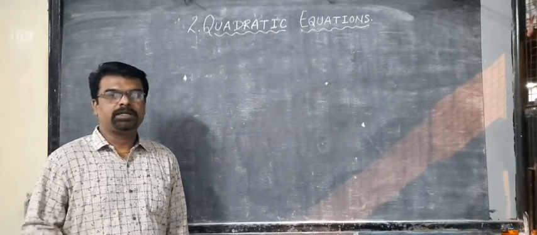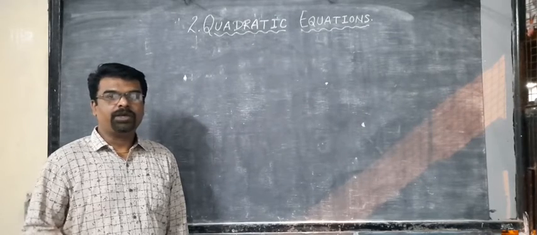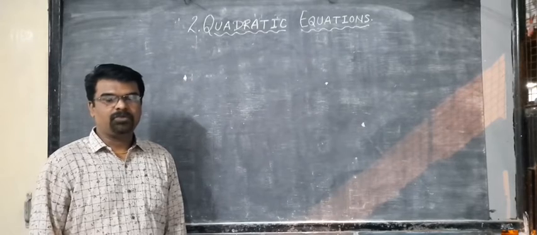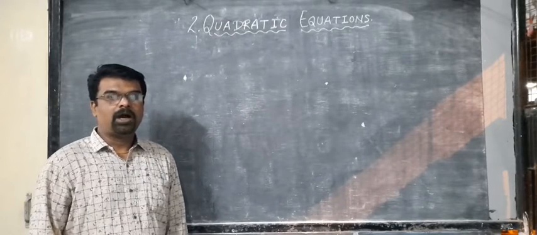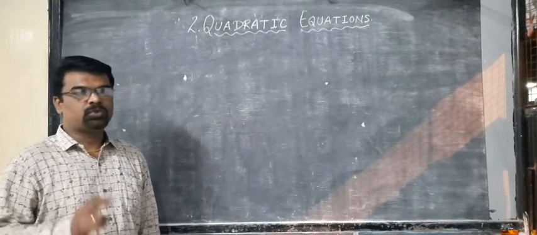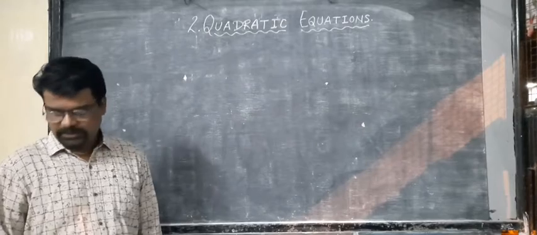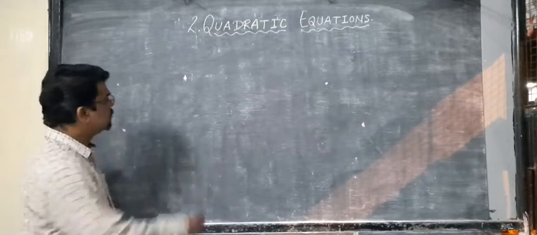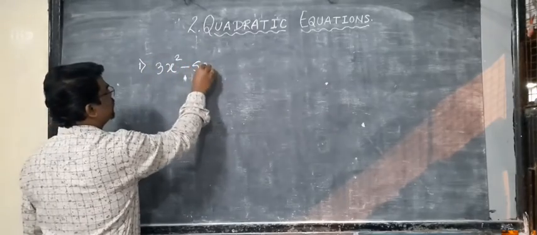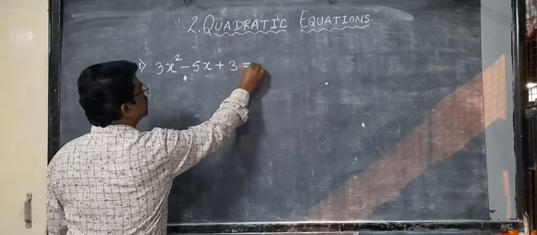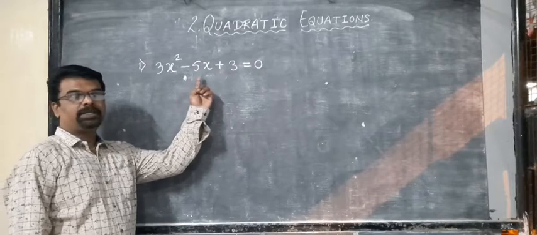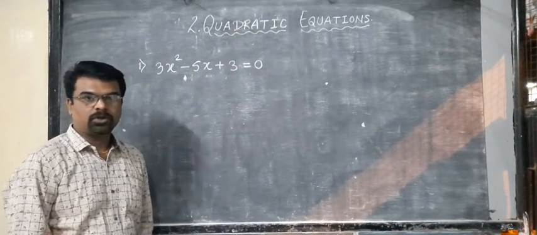Now we are going to study how to determine whether the given equation is quadratic or not. For example, 3x square minus 5x plus 3 is equal to 0. Now we have to decide whether this given equation is a quadratic equation or not.